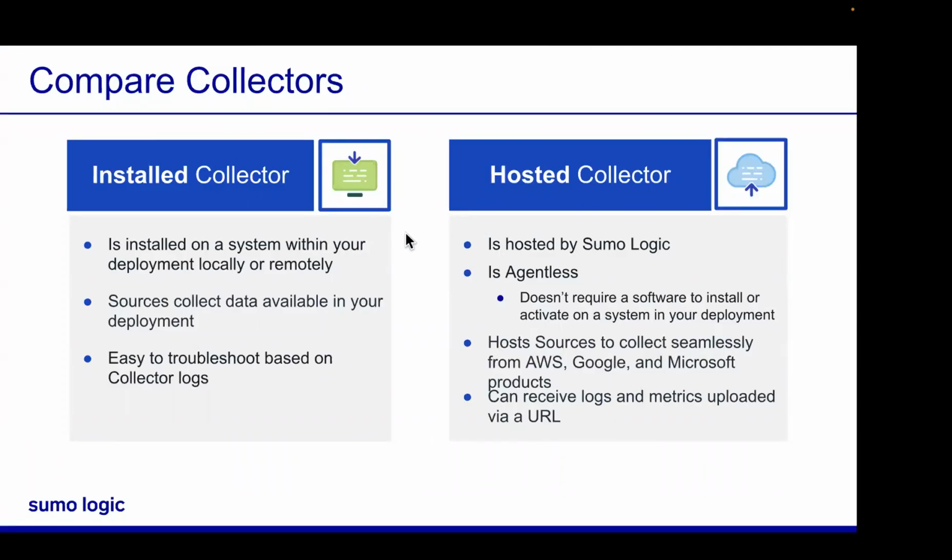This reconfirms what I just said. An installed collector is installed on the system, either locally or remotely. When you use an installed collector, it has logs that record what's going on, so you can troubleshoot. I said files, but logs. I'm old school. So again, you can easily troubleshoot because it has logs as you're going through the installation. So that's an installed collector. A hosted collector is agentless, meaning you don't have to install anything. It's seamless for those three that I mentioned: AWS, Google, and Microsoft. Again, you can receive logs and metrics through URLs as well.